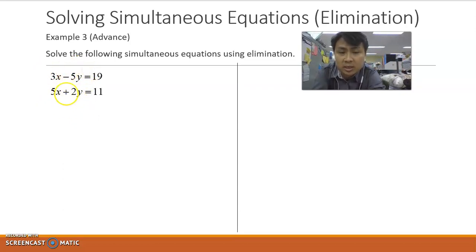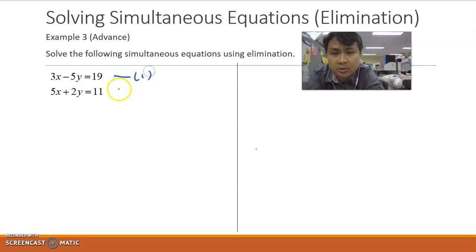So we cannot just do an addition and subtraction straight away. Because doing any forms of addition or any forms of subtraction will not allow us to get 0 for either of the variables. So it will be pointless to just do addition or subtraction straight away. What we need to do now is we need to do some adjustments to the equations such that we get the same coefficient for either x or y. So let's try to make x the same.